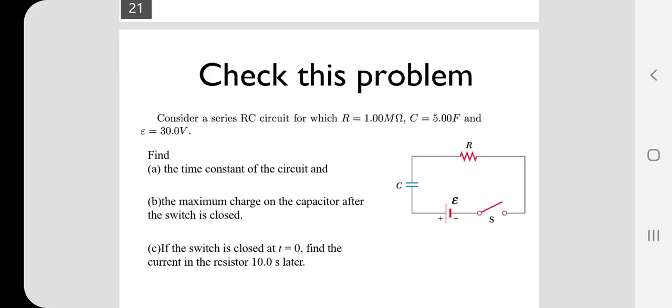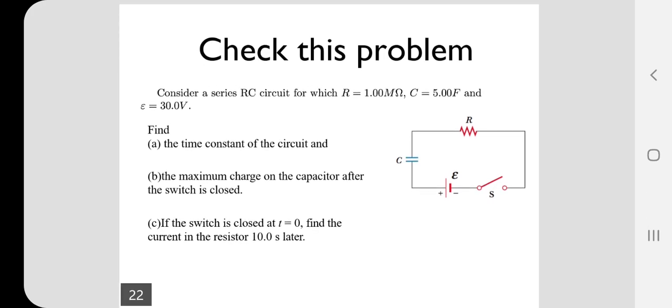So it is the summary of the RC circuit. Now this is a very simple example to understand the RC network. Check this problem here. This is the circuit given, with R and C constants having some values: R is equal to 1 mega ohm, C is equal to 5 farads, and the applied voltage is 30 volts. You need to find the time constant of the circuit. That is the first question.